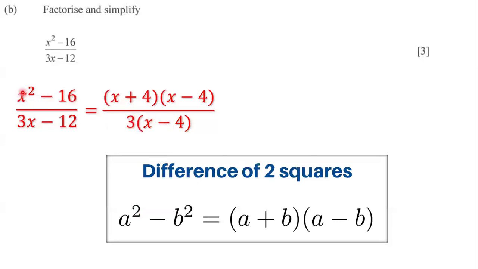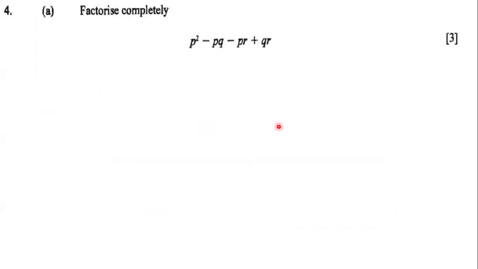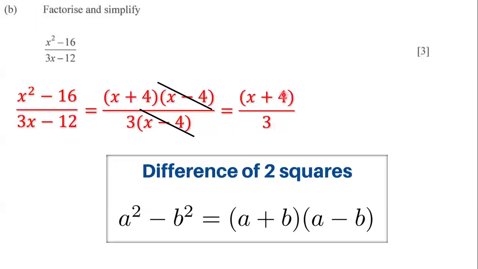And so we factorize the numerator and we factorize the denominator. Now let's cancel. So we say x minus 4 cancels with x minus 4. So we're just left with x plus 4 over 3. And that's the answer to this particular question. x plus 4 over 3.